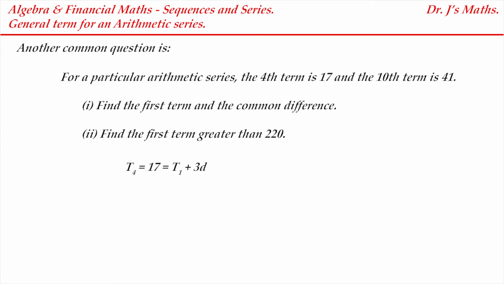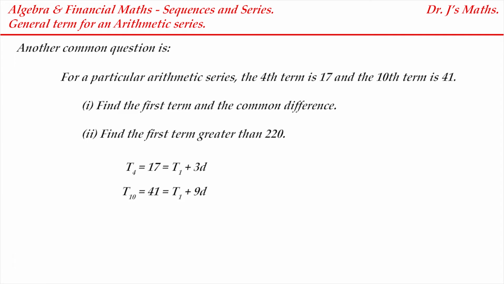T4 is equal to 17, and we know how to calculate the 4th term because it's the first term plus 3 times the difference. And we're told that the 10th term is 41, so we do the same thing. T10 is equal to 41, which is equal to the first term plus 9 differences. So we have two simultaneous equations in two unknowns. We just have to solve that.